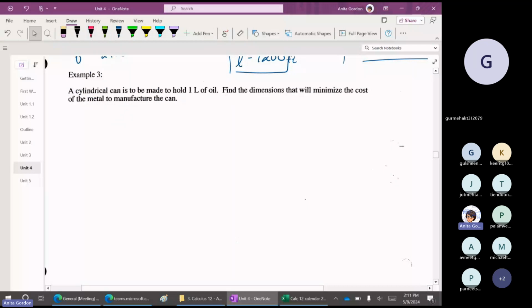Example 3. A cylindrical can has to be made to hold 1 liter of oil. Find the dimensions that would maximize, or whoopsie, I read that wrong already. Find the dimensions that would minimize the cost of the metal to manufacture the can. What am I minimizing? The volume. Try again. Surface area, right? Because the can is going to be metal. It needs 2 lids and a side, but the volume is 1 liter.